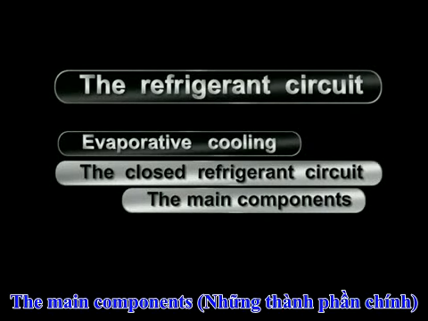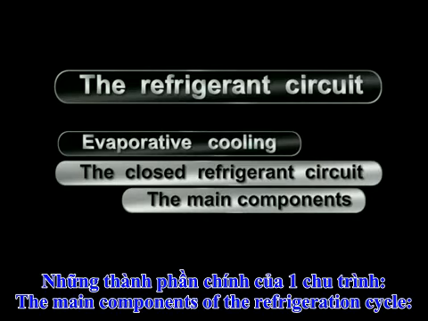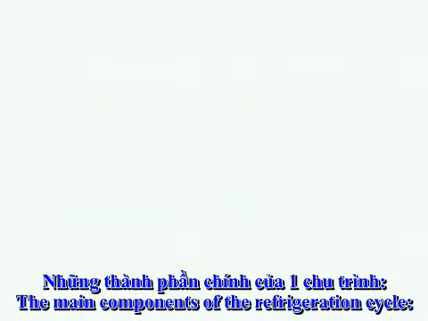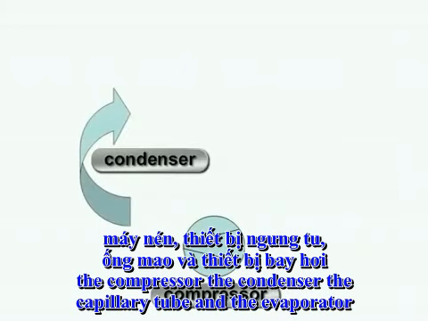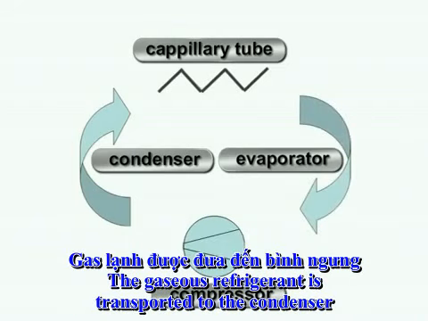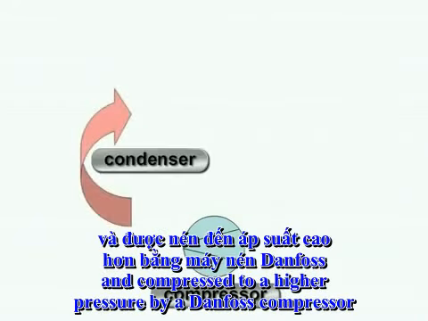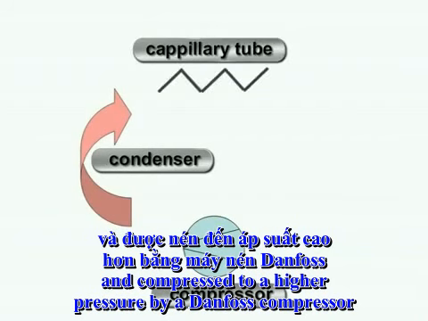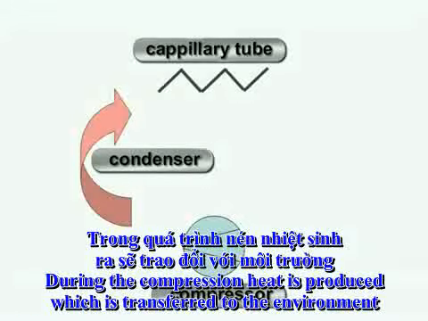The main components. The main components of the refrigeration cycle: the compressor, the condenser, the capillary tube, and the evaporator. The gaseous refrigerant is transported to the condenser and compressed to a higher pressure by a Danfoss compressor. The capillary tube, which makes it possible to build up pressure, is at the end of the condenser.